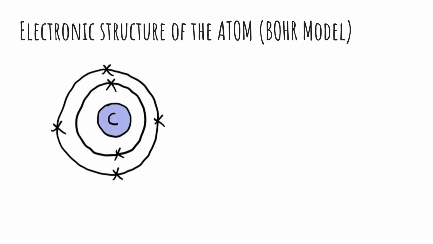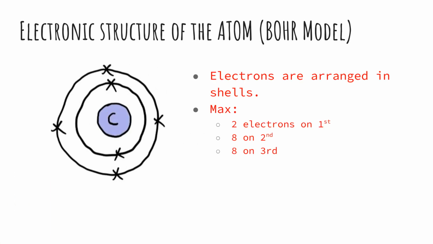In the Bohr model of the electronic structure of the atom, electrons are arranged in shells. The maximum number of electrons on the first shell is 2, and on the second and third shells, it is 8.